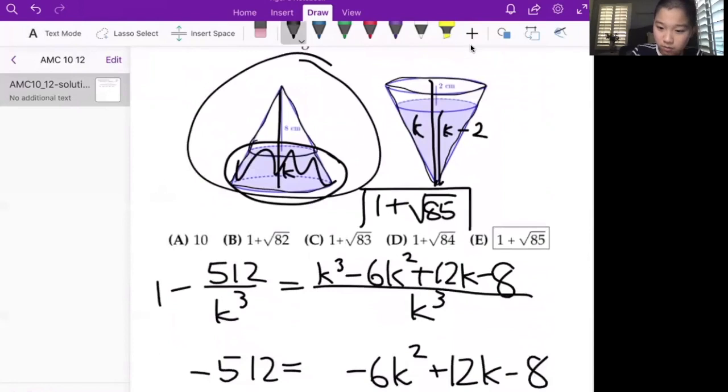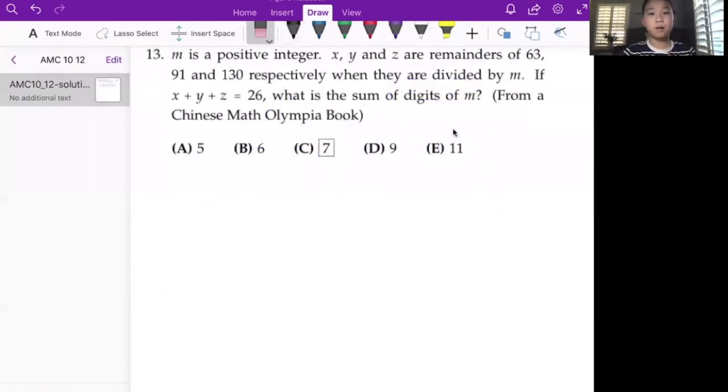So we're done. Problem 13. M is a positive integer. X, Y, and Z are remainders of 63, 91, and 130 respectively when they are divided by M. If x plus y plus z equals 26, what is the sum of digits of M?